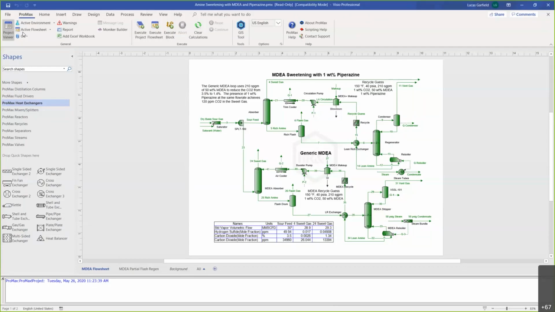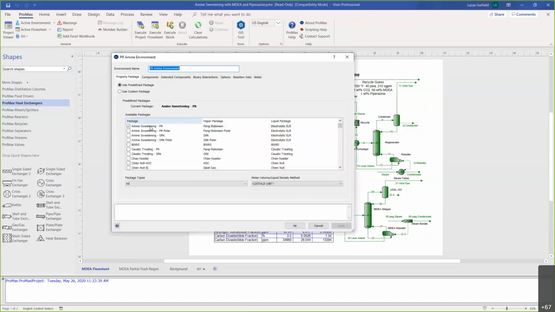So if I click here on active environment, you'll see that the environment that I've selected for this is amine sweetening PR. PR stands for Peng-Robinson. We're going to use the Peng-Robinson equation of state to calculate the properties of the vapor, but all of the properties of the liquid are going to be calculated using our proprietary electrolytic extended long-range package. So that's the first thing that you need to do if you're simulating one of these processes.